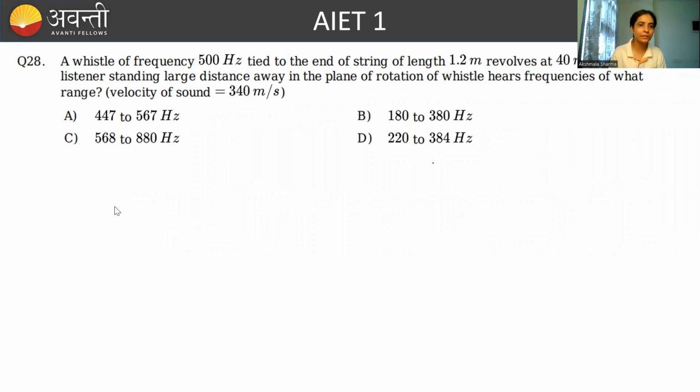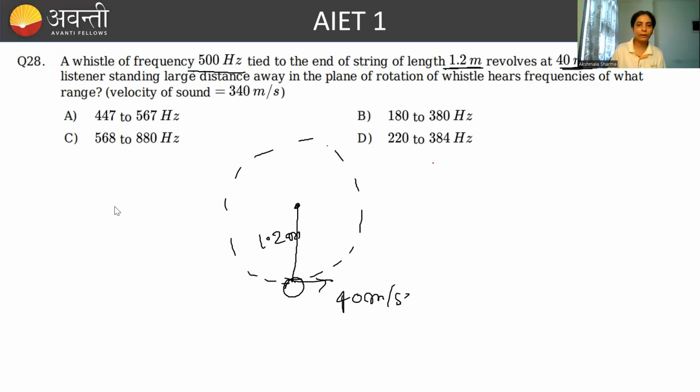Now look, what is it? There is a whistle of frequency 500 hertz. This is tied to the end of a string of length 1.2 meter. Okay, what is the length of the string given? 1.2 meter. So you do one thing: hang the string from here, here is the whistle, and this is 1.2 meter length, and it revolves at a speed of 40 meter per second. So here its velocity is 40 meter per second, and it is revolving in a circle. Then everywhere its velocity is how much? 40 meter per second.